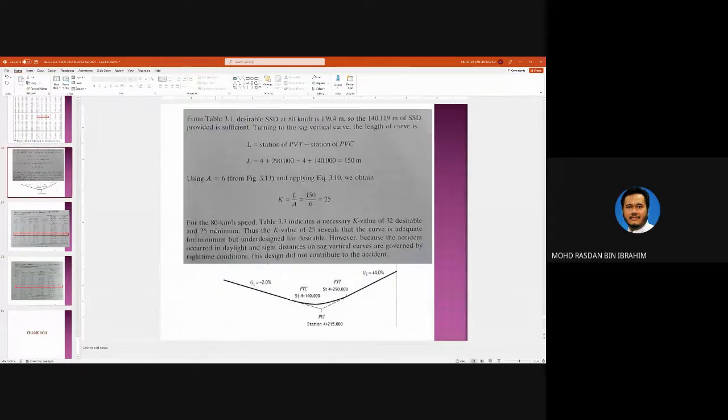Table 3.3 indicates that a K value of 32 is desirable and 25 minimum. Thus, the K value 25 reveals that the curve is adequate for minimum but under design for desirable. However, because the accident occurred in daylight and sight distance on sag vertical curves are governed by nighttime conditions, like I've mentioned before, this design did not contribute to the accident.